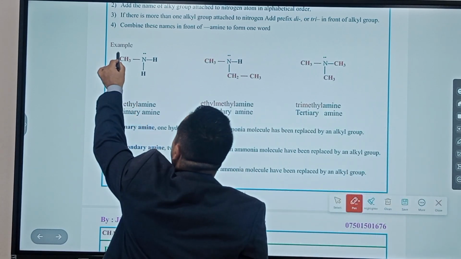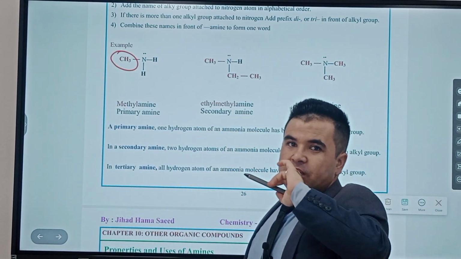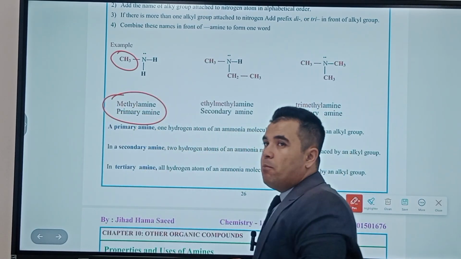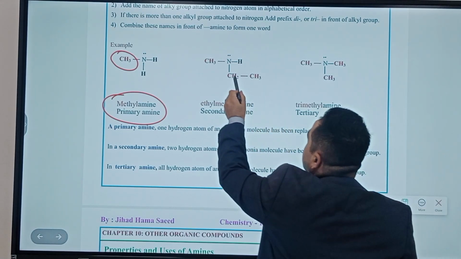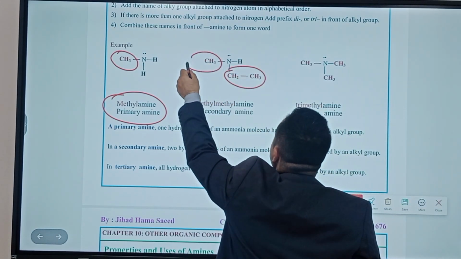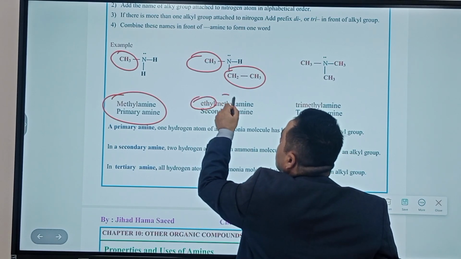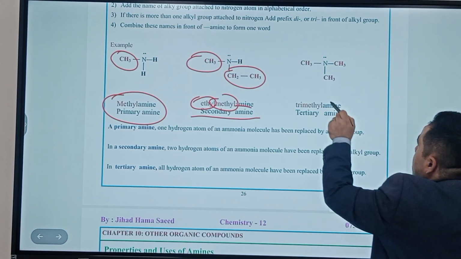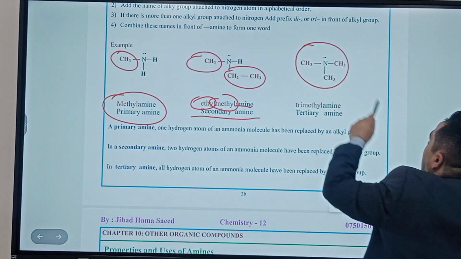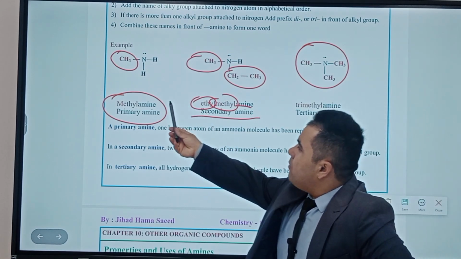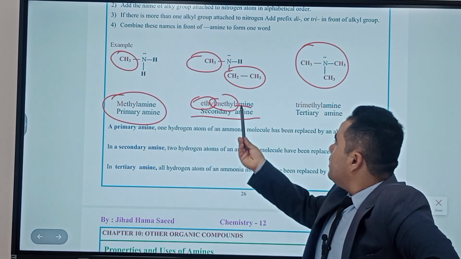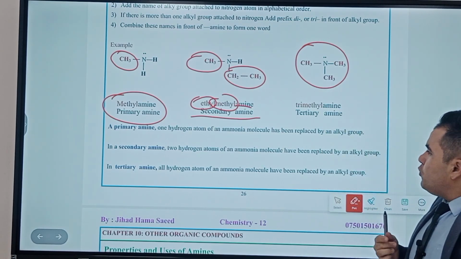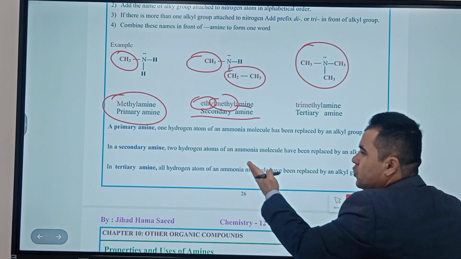Okay. The first one, guys, is connected to CH3. CH3 is methyl, so this is methyl amine. Primary amine is what? Methyl amine. Secondary amine is ethyl methyl amine. Ethyl methyl amine becomes a secondary amine. Our tertiary amine, it's what? Trimethyl amine. So, guys, methyl amine is a primary amine, ethyl methyl amine is a secondary amine, trimethyl amine is what? A tertiary amine.